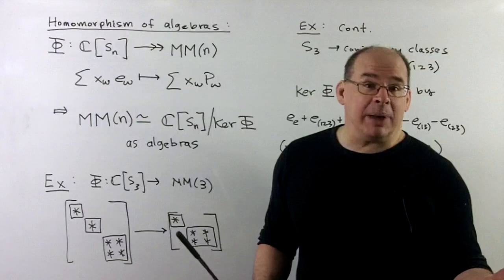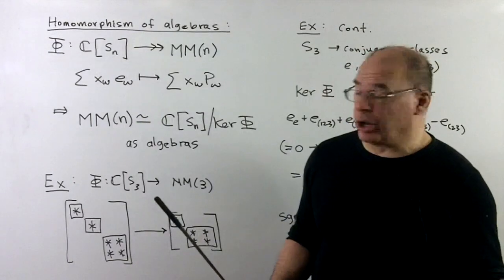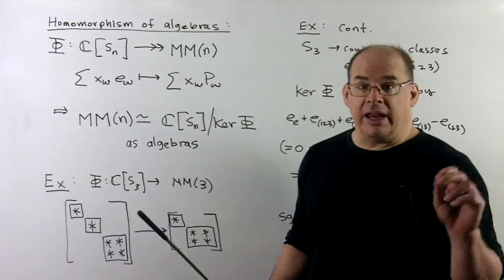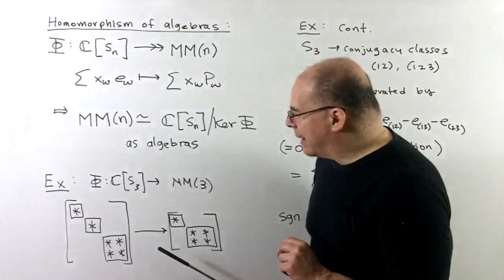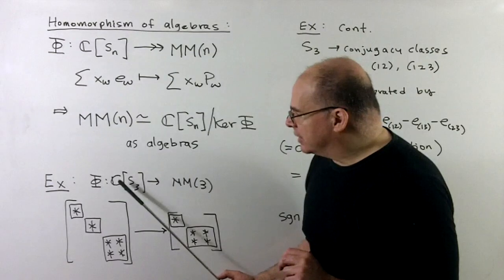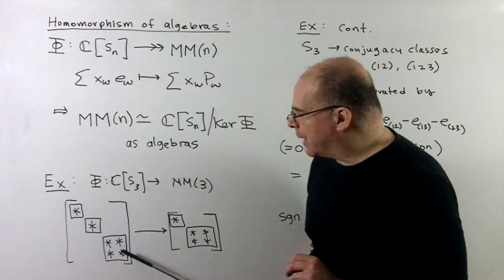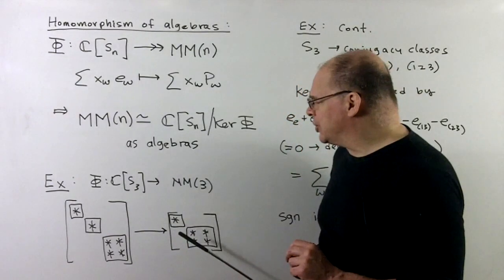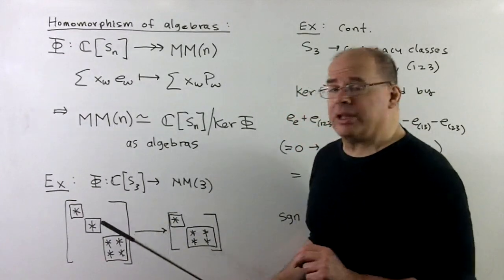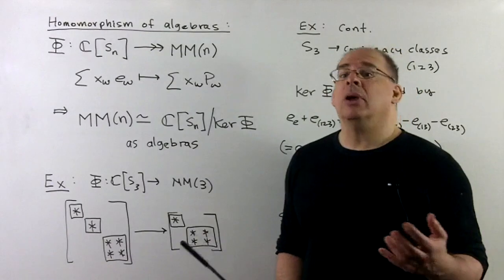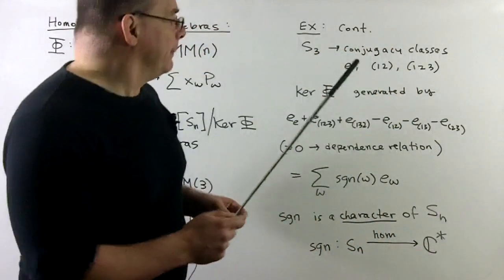How we proceed depends on how big the kernel is. Looking at S3, here's the picture of what's happening with the algebras. This is 6-dimensional, 1, 1, 2 by 2 blocks. This is 5-dimensional, a 1 and a 2 by 2 block. So in this map, the kernel is going to be 1-dimensional. What's that kernel going to be?